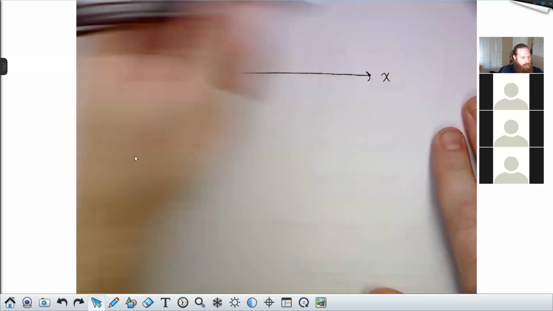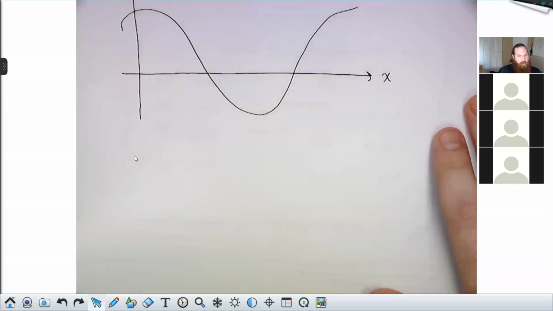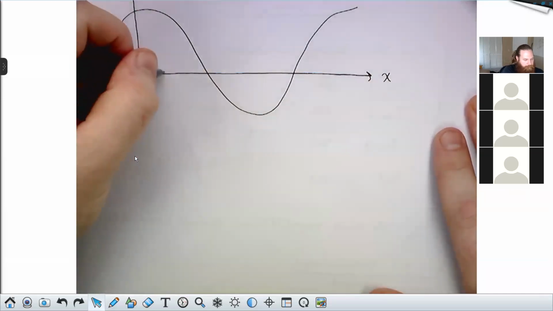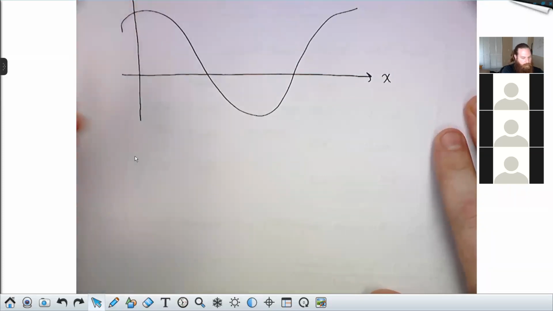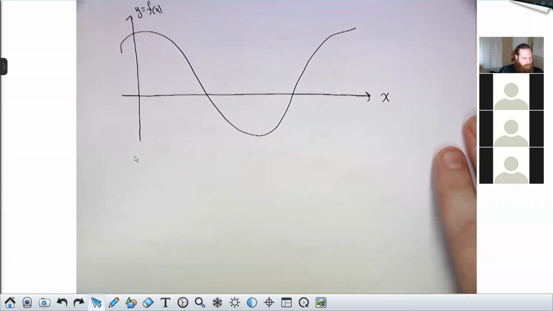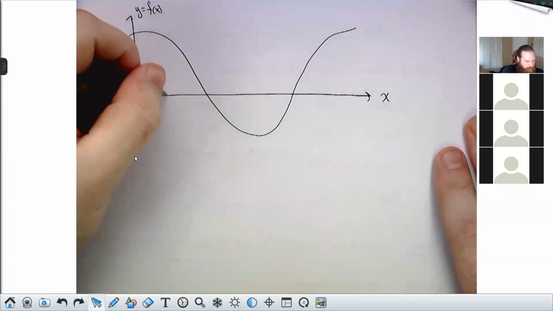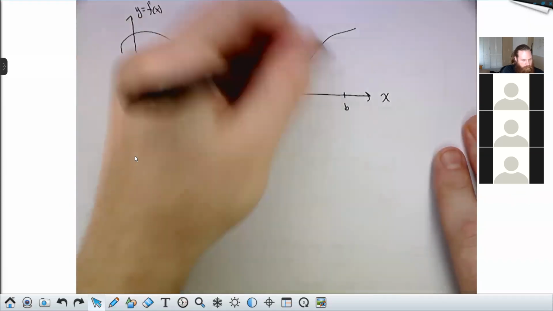So here's the x-axis. Here's some function. Okay, we'll say this is the graph y equals f of x. So the function being graphed here is f of x. Maybe little a is right here, and little b is right here.